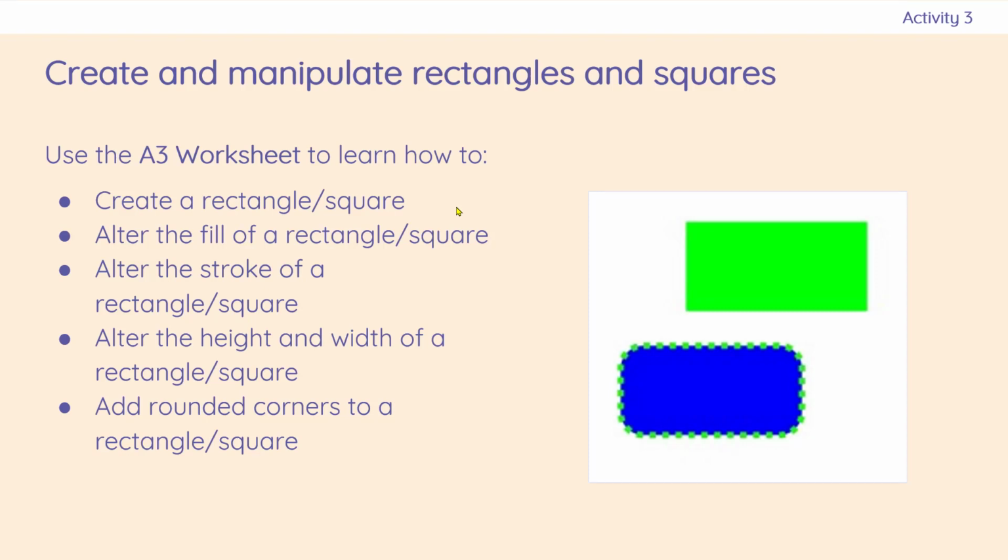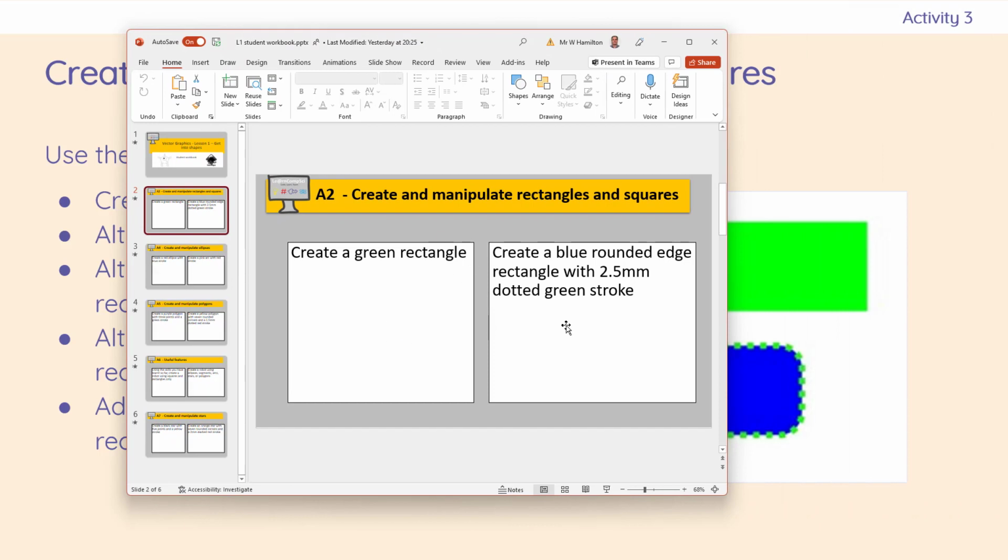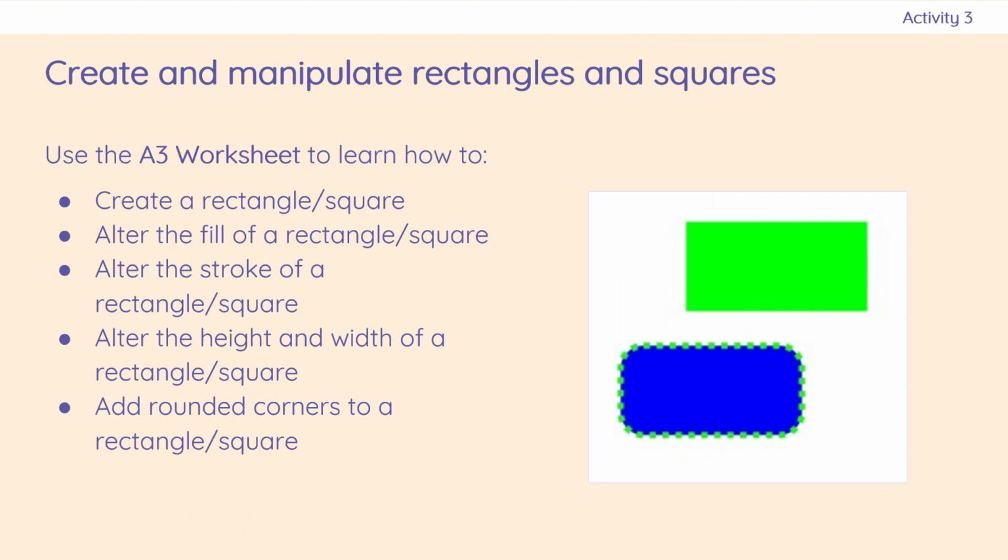To begin with, we're going to create a couple of rectangles: one with no stroke, one with a dashed stroke and a blue fill, and some rounded rectangles. What you're going to do is put these pictures into a workbook in Teams that you should have access to, like here. This is where you're going to put the images once you've created them. So let's get started. I'm going to switch over to Inkscape now. I'm going to show you how you would do these, and then I'd like you to pause the video and do the same.